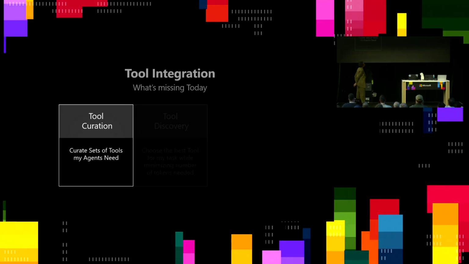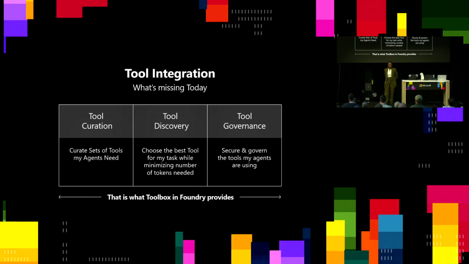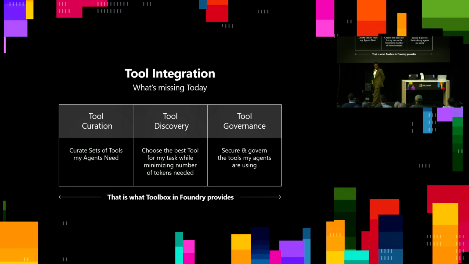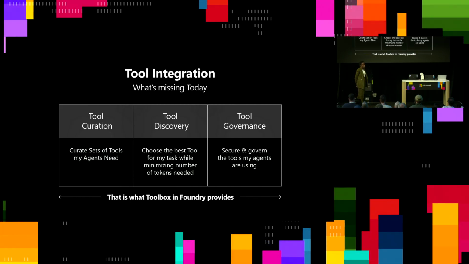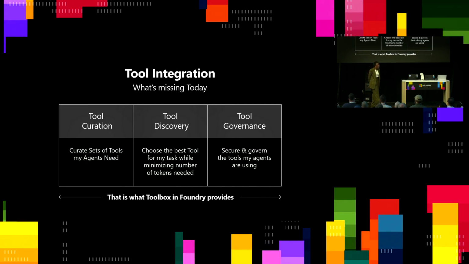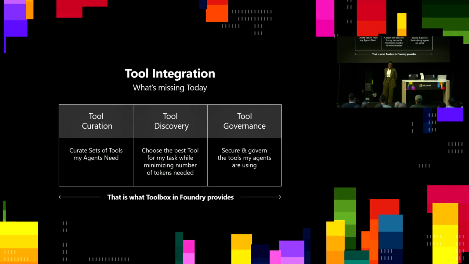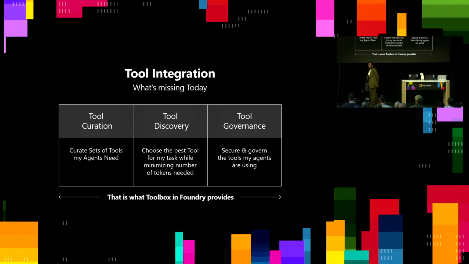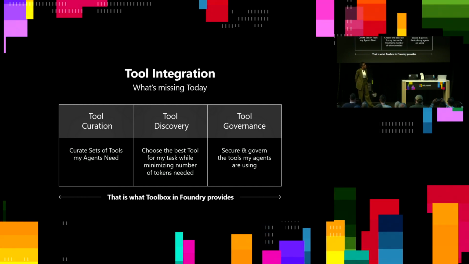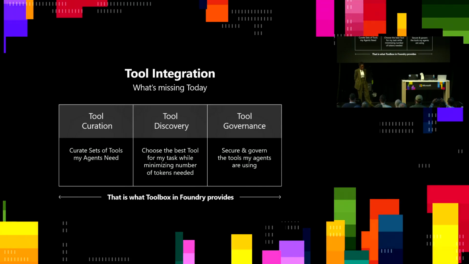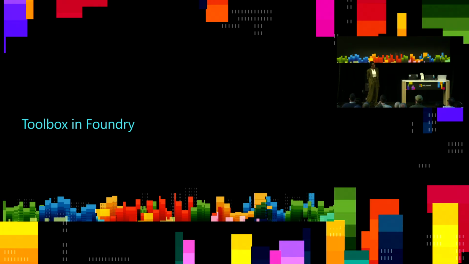So you might remember this from earlier. What's missing that we need to solve in the agentic ecosystem? Tool creation, tool discovery, and tool governance. Being able to curate the set of tools for your agent, being able to minimize the amount of tokens and over-bloating into your agent in the context window, and being able to securely govern them. And we think that Toolbox is the beginning of the promise to enable that to happen. And this was in Satya's keynote earlier yesterday.